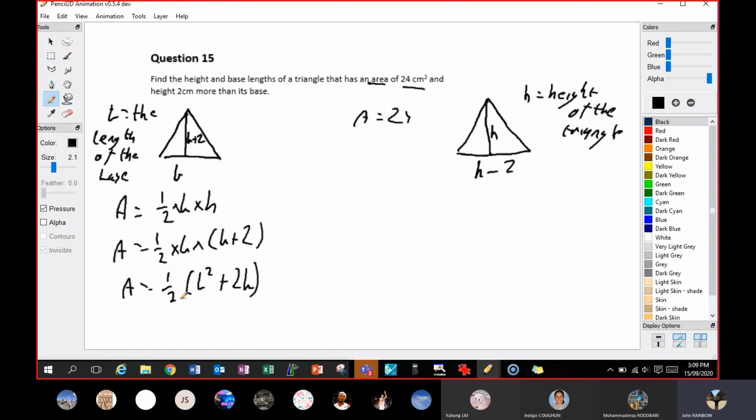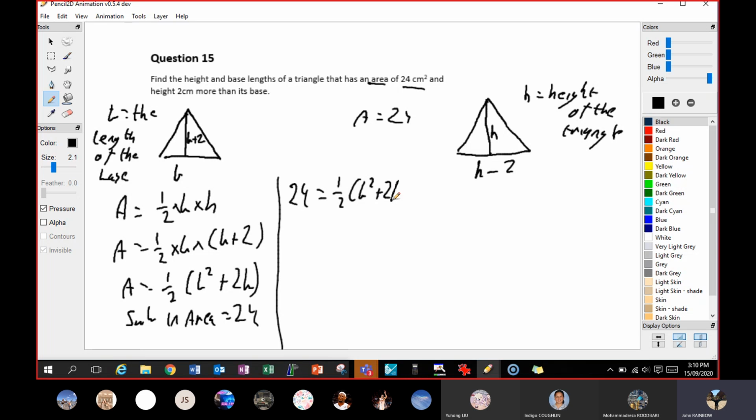So now what I'm going to do is I'm going to sub in the area equals 24. So we know the area equals 24, and that is equal to a half. And this is why I didn't multiply my half in, because I'm actually going to multiply both sides by 2 now. If I multiply this thing by 2, that will all go away. So that's going to be 48 equals b squared plus 2b. So you can do that, and there's nothing wrong with that.